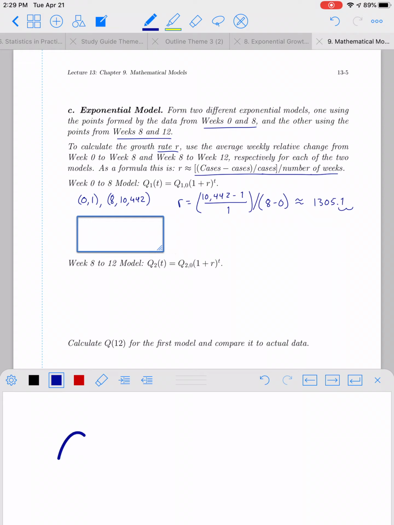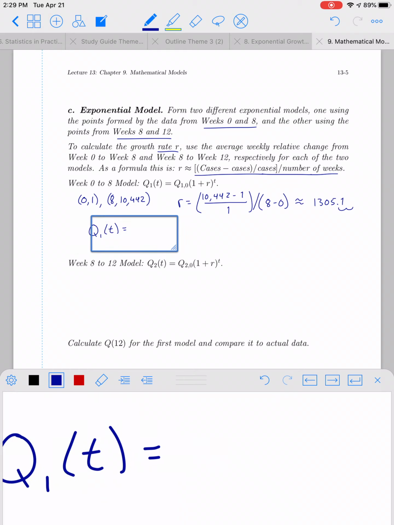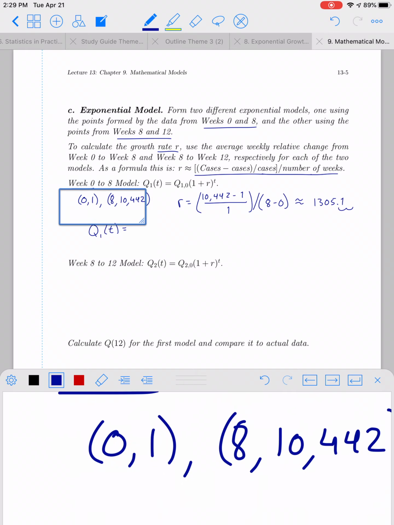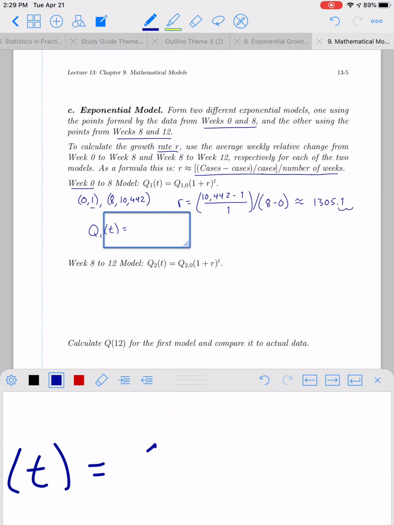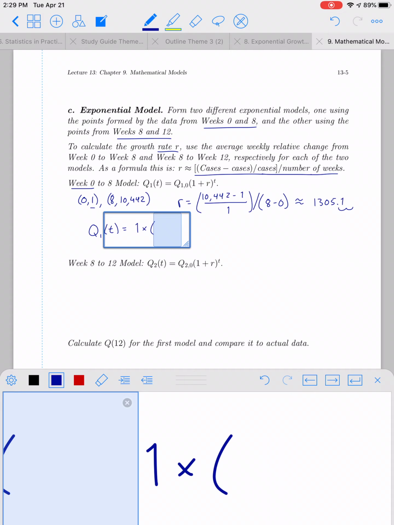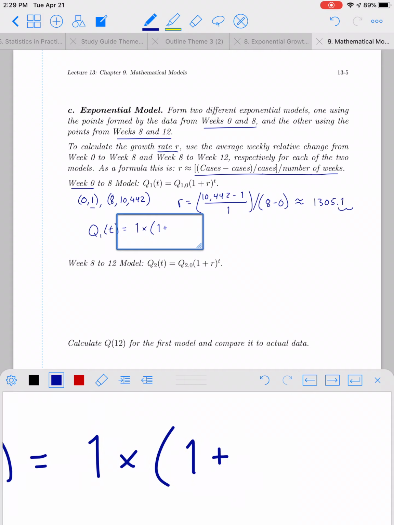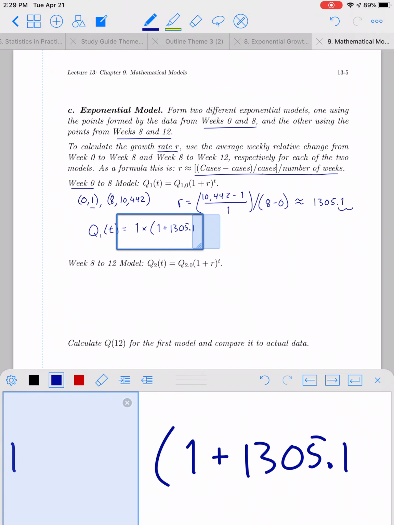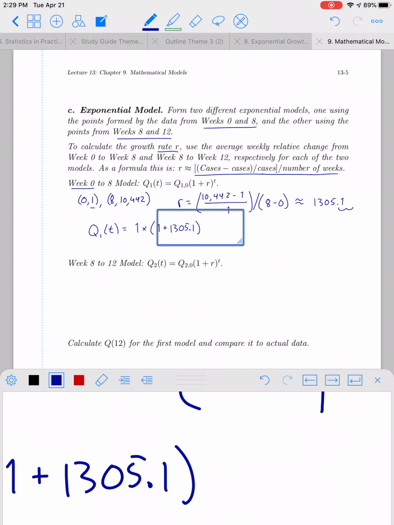Our model now is this. Q1 of t is going to be equal to our initial population. Since we start in week 0, our initial infection population is 1. 1 times, and then 1 plus R is 1 plus 1305.1, to the t.